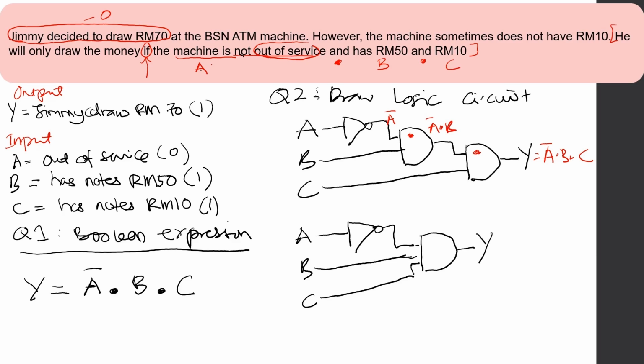So how do we come up with this? A passing the NOT gate is A not. And then we have the AND gate, so A not dot B dot C. Yes, so you can use the first diagram, or you can use the second diagram of the logic circuit.